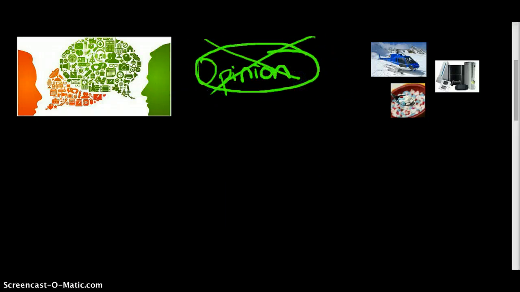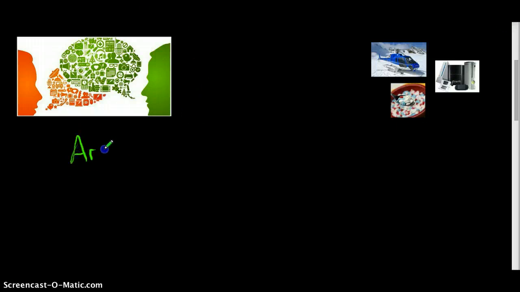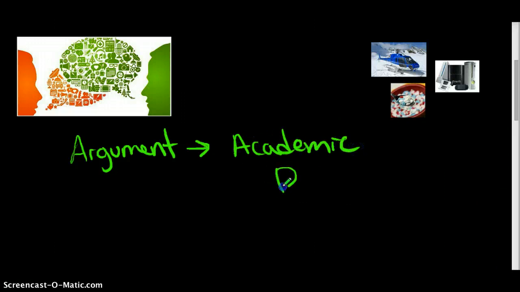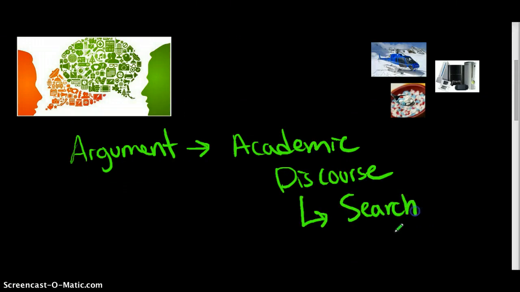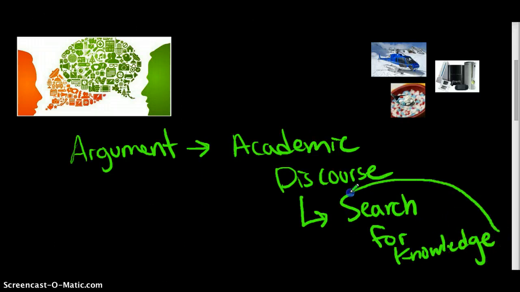The purpose that we're looking at here is more argument for academic discourse. And so academic discourse has a little bit different intent. Academic discourse, its main purpose is the search for knowledge. It's not about being right. It's not about being wrong. Ultimately, yes, egos can get involved, but the search for knowledge is the primary purpose.